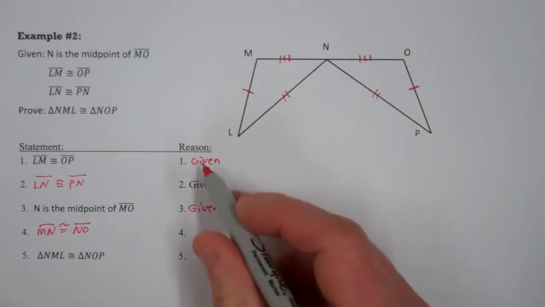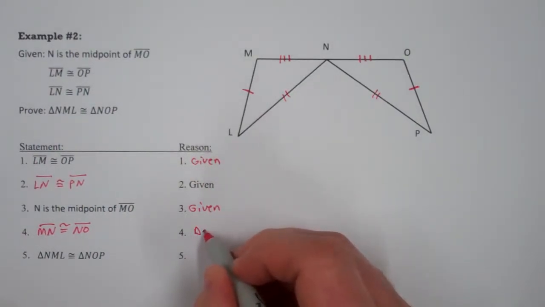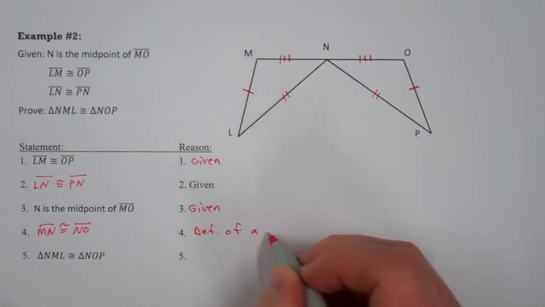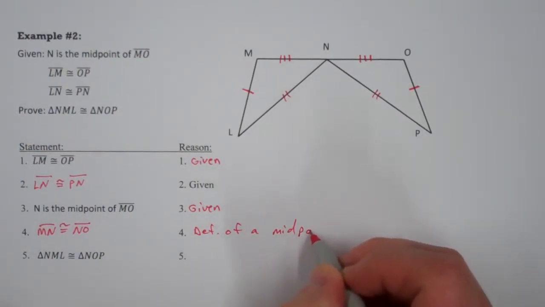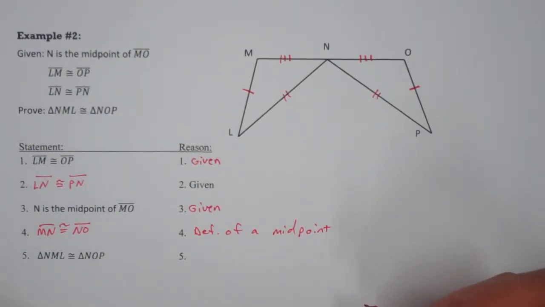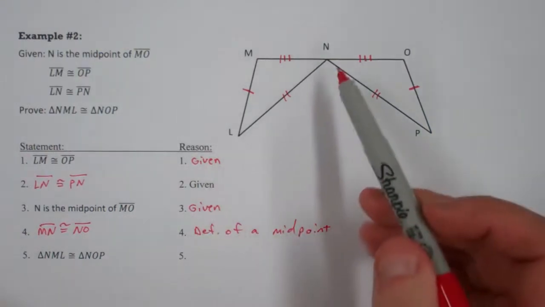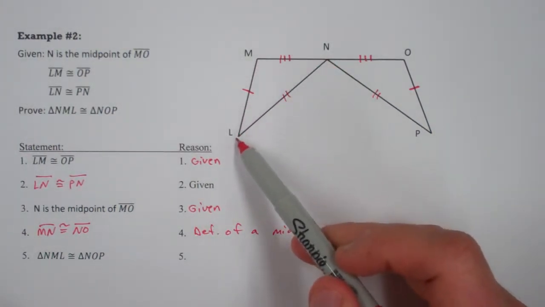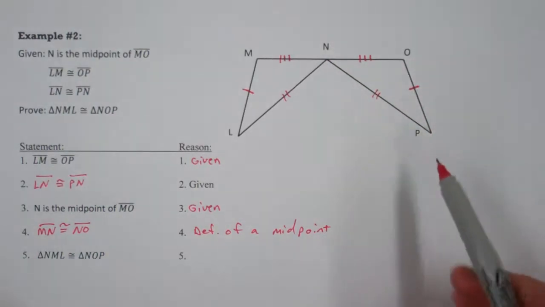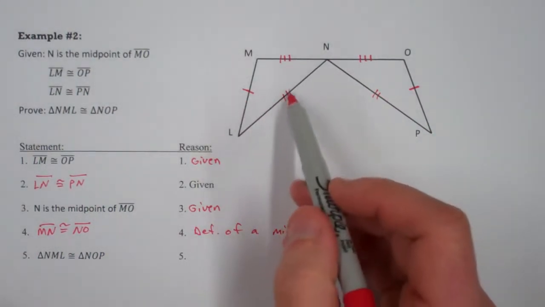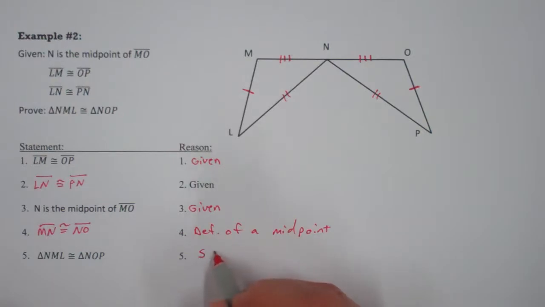Why is this the case? What's the reason? Well, that's just the definition of a midpoint. It splits a line segment into two congruent pieces. We can now conclude that triangle NML is congruent to NOP. If we look, we have side, side, side. And that's the postulate we'll use here as our reason in the end.